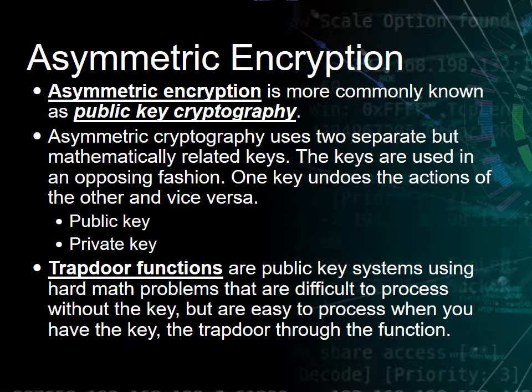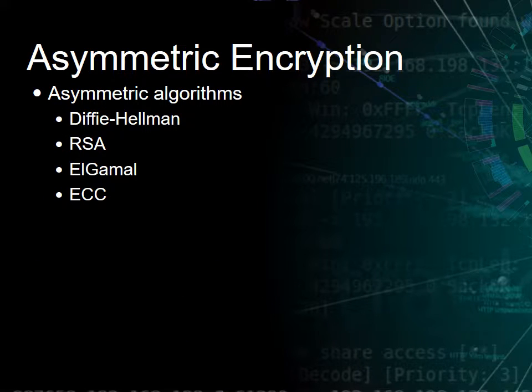Now they work on the principle of trapdoor functions. These are mathematical equations or problems that are so difficult that without the key they cannot be done. For example, factoring large prime numbers. So common asymmetric cryptography algorithms are Diffie-Hellman, which is one of the original, and you can still find it today in things like IPsec, RSA, ElGamal, and elliptic curve computations.